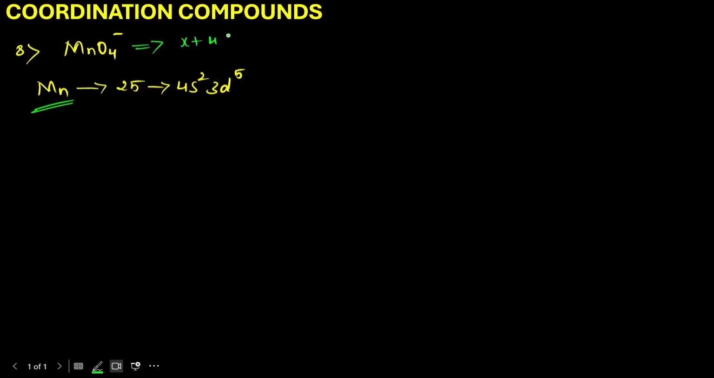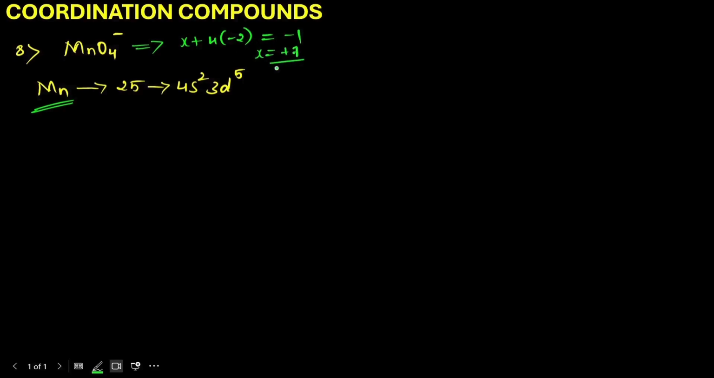Next we will take another example, that is MnO4 minus. Here what is the central metal atom? Manganese. What is the atomic number of manganese here? It is 25. Therefore the outer electronic configuration is 4s2 3d5. What is the oxidation state of Mn here? That is x plus 4 into the charge on oxygen, which is -2, should be equal to -1. Therefore x is equal to what?